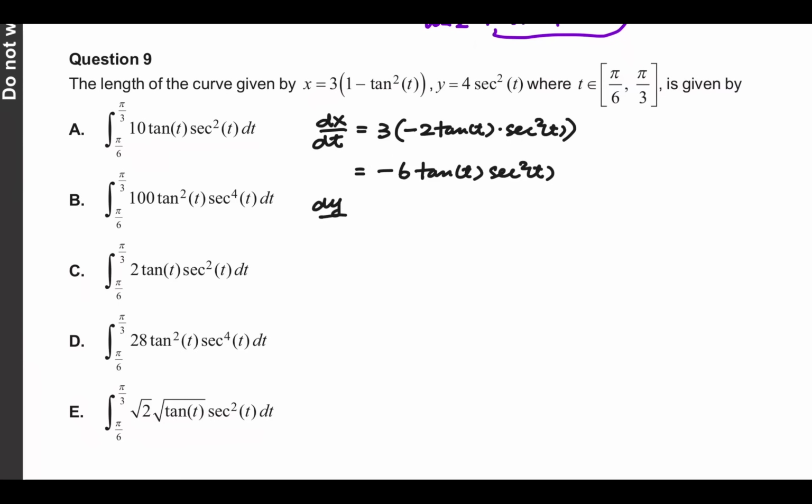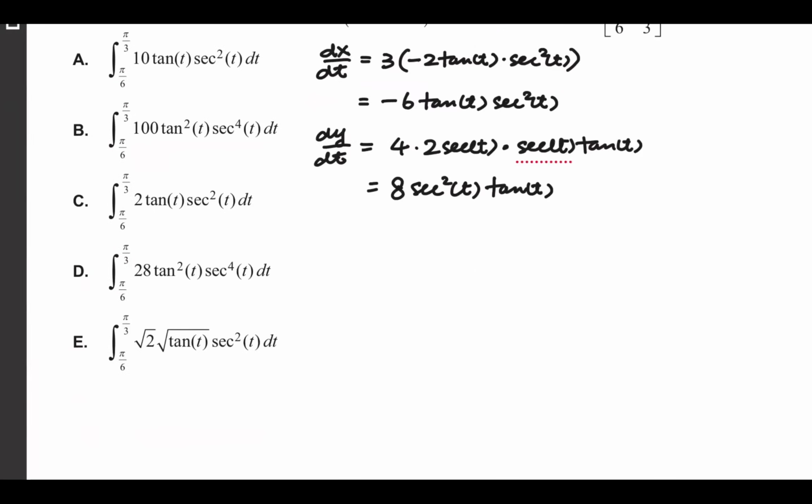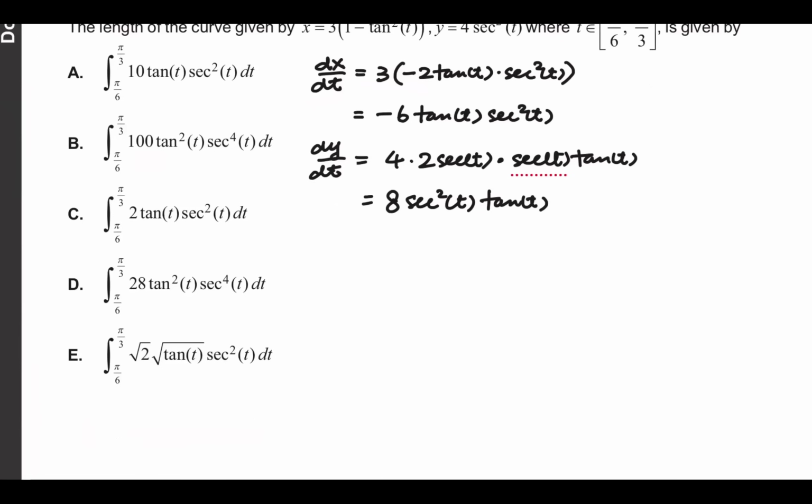Now, dy/dt, you're differentiating 4 secant squared t, which means you are going to get 4 times 2 secant t to the power 1. And notice the derivative of secant t is secant t times tangent t. This is another use of chain rule. So eventually you should be able to get 8 secant squared t tangent t. You know you want to square dx/dt and dy/dt, then add them up.